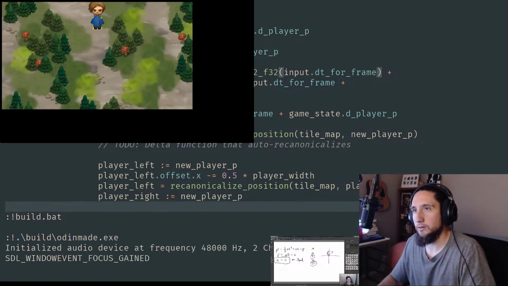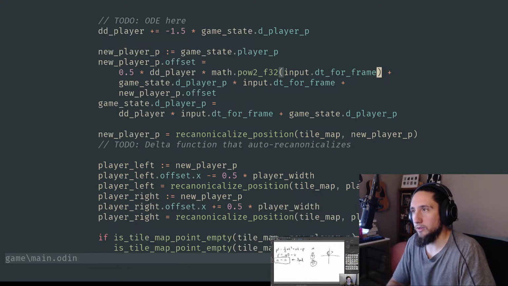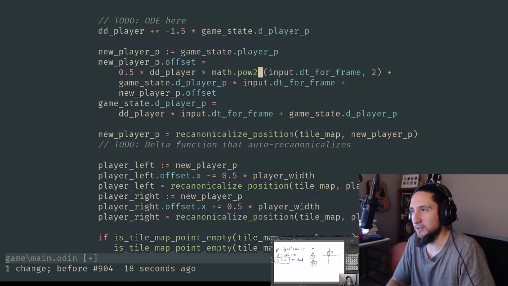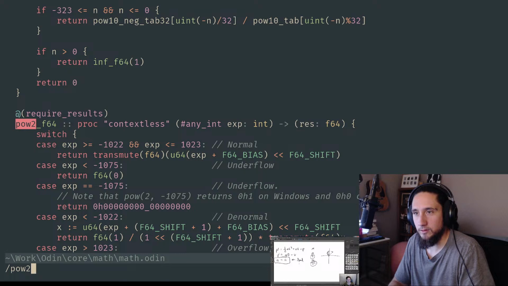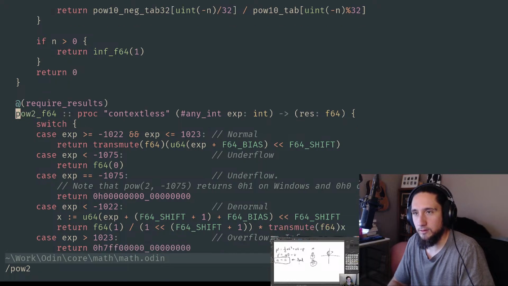Oh, shoot. So that did something else. I don't know what that did, but that is not just squaring it. We can take a look. Pow2. Huh.